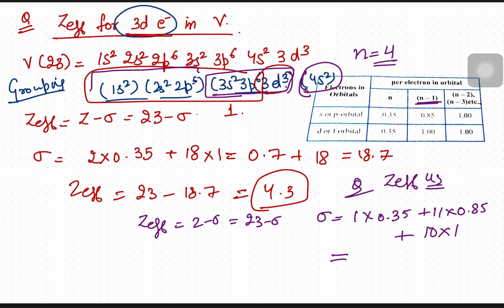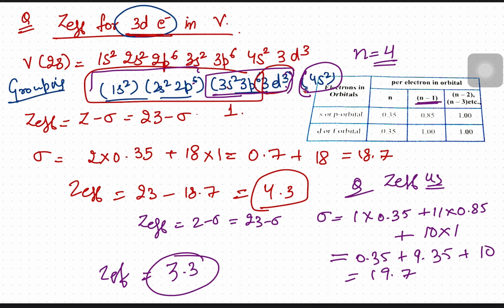Same, 0.35 plus 11 into 0.85. This is 9.35 plus 10. Do its addition. It's 19.7. So Z effective will be 23 minus 19.7. It is 3.3. I hope, students, the basic concept of how to calculate Z effective is clear.